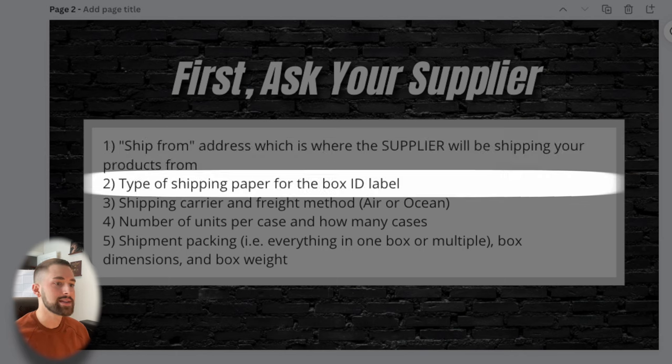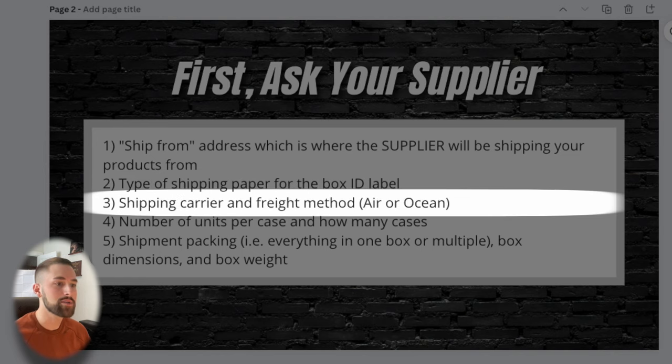Second, you need to ask your supplier what type of shipping paper they are going to use for the Amazon box ID label. This is either going to be just regular printing paper or thermal printer paper. You need to ask them that question. Third, the shipping carrier and the freight method. Is it going to be sent via air or via ocean? This is useful information to know.